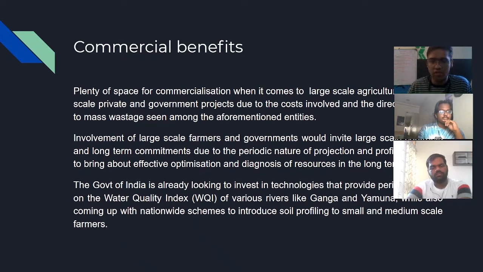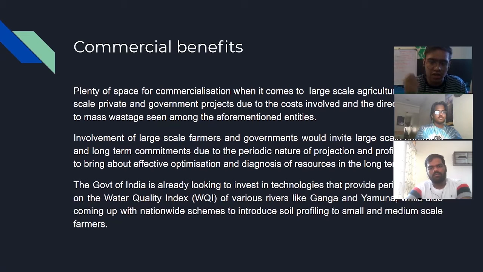Because the costs involved in this project initially are going to be high, you would want the large scale farmers who can afford it, as well as the government who can subsidize it for the small scale farmers. This direct resolution can solve a lot of mass wastage that we see in the public and private sector. And this is something that is already being invested into by a lot of governments and corporations. This is not something that we have chosen out of the blue. Our government, the state government, and the corporations are already looking for solutions.